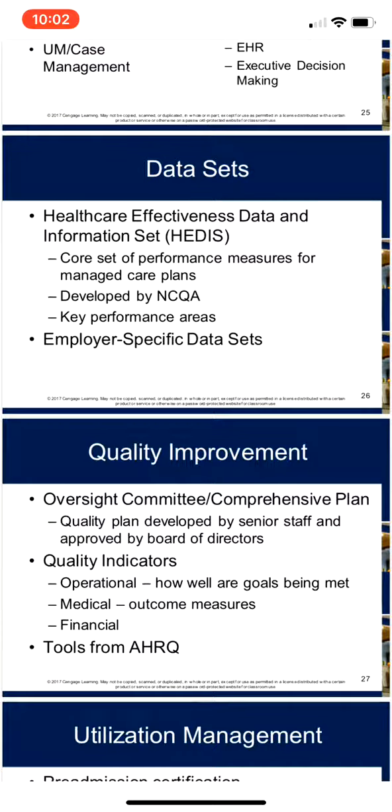HEDIS provides a consistent measure of key performance areas, such as effectiveness of care, access, availability of care, satisfaction with the experience of care, use of services, cost of care, and health plan stability. HEDIS contains more than 70 measures, such as the number of pregnant enrollees receiving prenatal care within the first trimester and childhood immunization status. Information about HEDIS measures is available at the NCWA website if you want to know more.